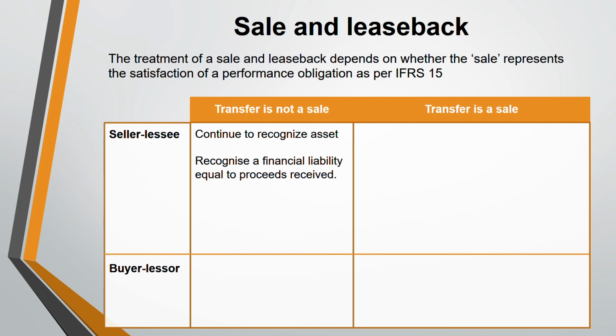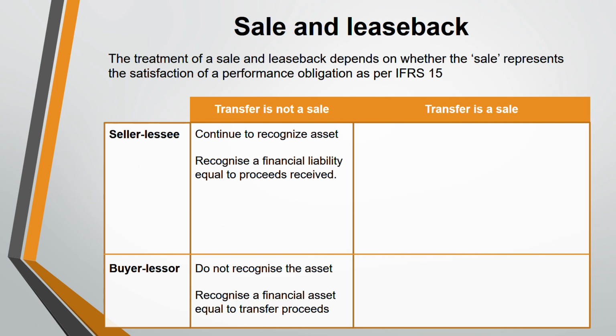So the seller, the lessee, is recognizing a financial liability. If you understood this part well, you will understand that for the buyer it will be reversed. The buyer will not recognize the asset because he didn't buy the asset. If it's not a sale, how can he buy the asset? Control will not go to him, the buyer. So he will not recognize the asset. But what will he recognize instead? A financial asset. Because the financial liability for the lessee will be the financial asset for the lessor. He is going to receive this cash. He has a right to receive this cash from the lessee. That's why he will recognize a financial asset, equal to the transfer proceeds.